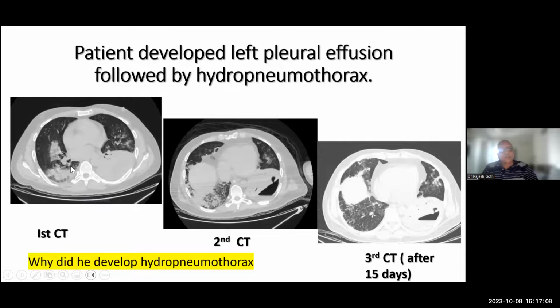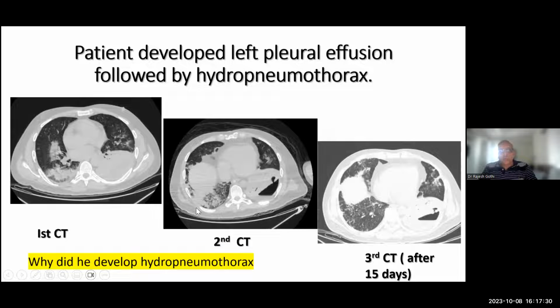Now this patient had parenchymal opacities in the right upper and lower lobes and in the left upper lobe. On the left side, there was also a large pleural effusion, and we can see air bronchogram. Subsequently, a hydropneumothorax developed, and the fluid content went on increasing.